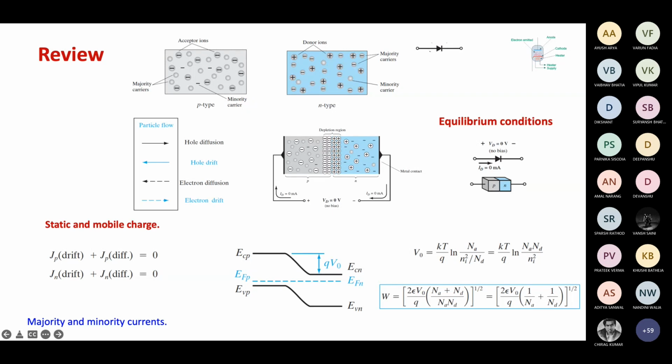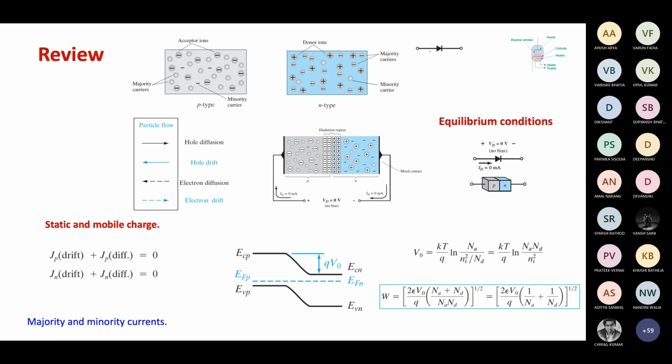In the reverse bias, this barrier is further increased, and because of that, the diffusion current becomes almost zero, and the only current left is the drift current. The drift current is a very small component of the current. It is in microamperes or even in nanoamperes, and that's why in reverse bias we have a very small, very negligible current, I would say, and in forward bias we have a significant current in milliamperes.